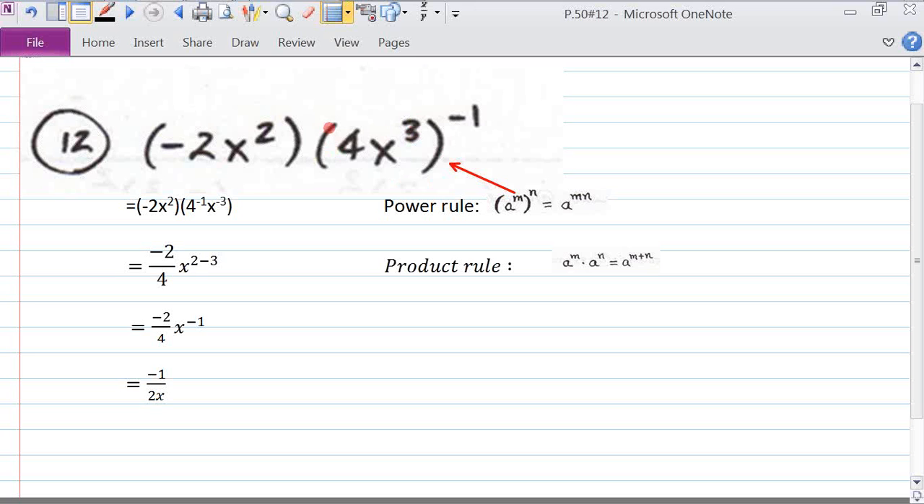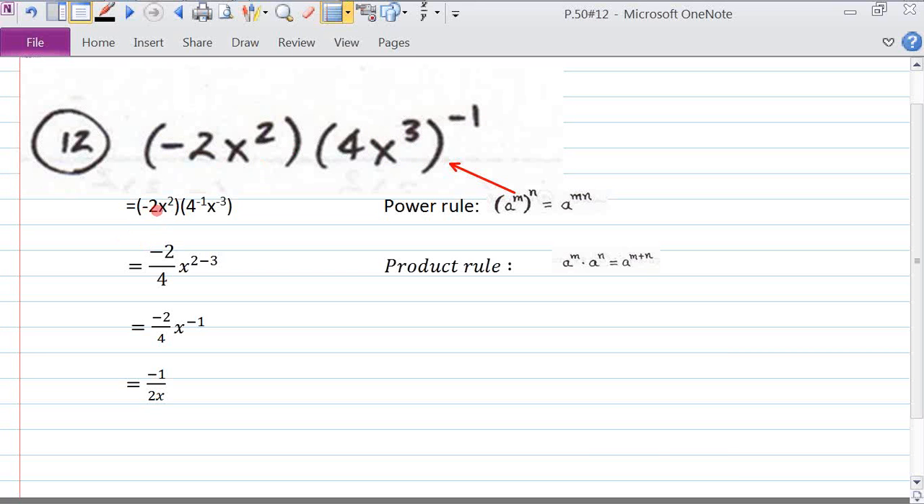Let's move to the second problem, where we have multiplying minus 2x squared by 4x cubed, which is bracketed and then has the power minus 1. So first thing we're going to do is apply the power rule, multiply m times n to get mn on the second bracketed part. So you're going to multiply the 3 times the minus 1 for both the 4 and the x cubed. Remember, this is 4 to the 1 here. There's an implied 1 here. We're going to leave the first part of the problem the same.